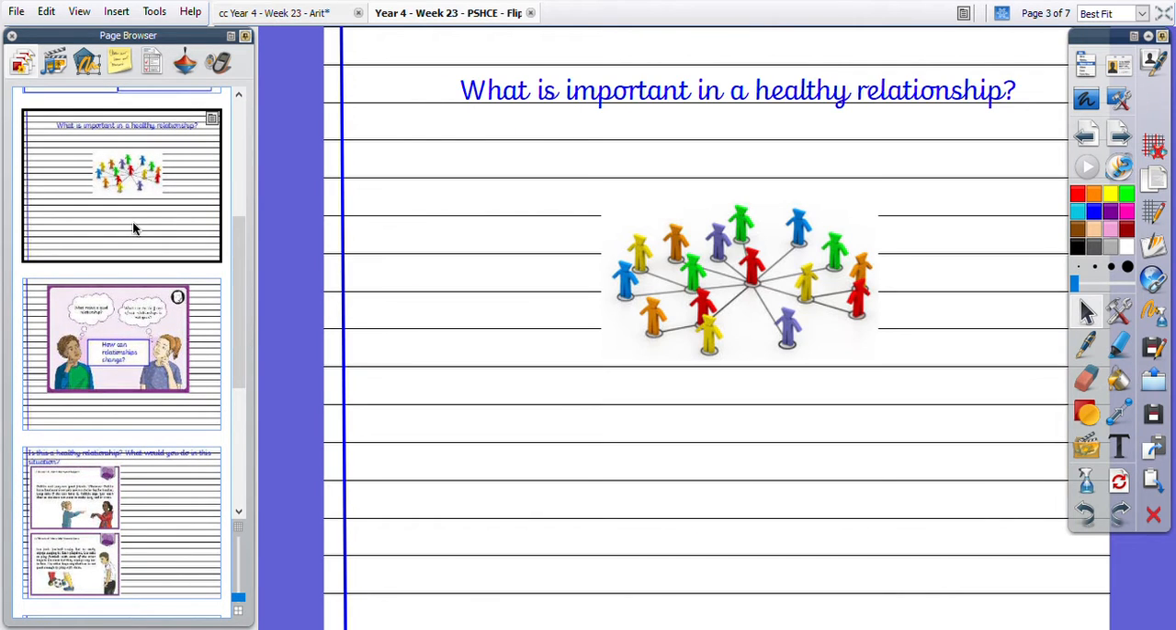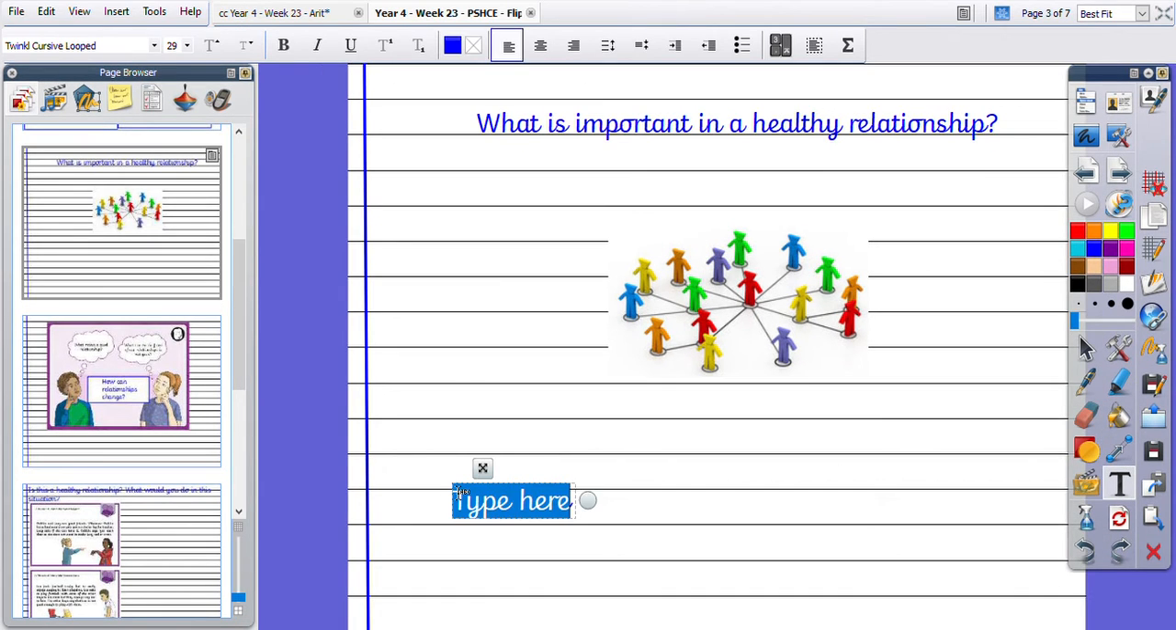So our first question then, what is important in a healthy relationship? So talking about the things that are good for you that come out of your friendships, your relationships with your family. Okay, the positive relationships, the positive feelings, and the things that you do together that keep your relationships healthy.